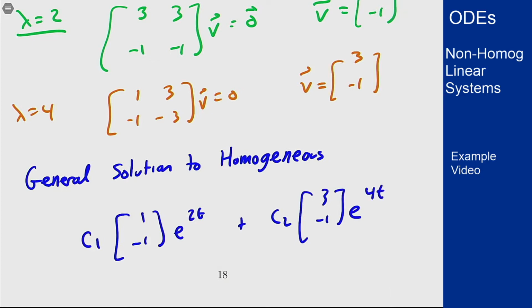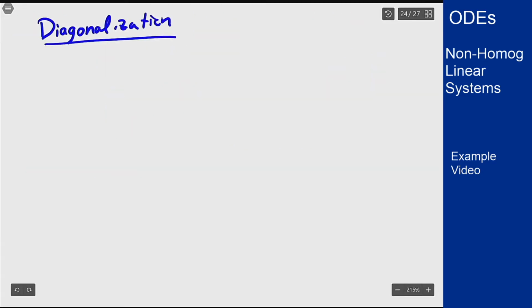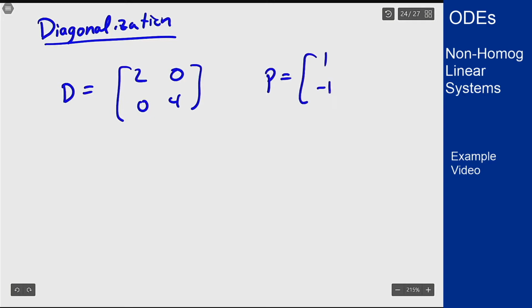I want to use all three methods to now solve the non-homogeneous equation. First, we have diagonalization. So based on our eigenvalues and eigenvectors, we know that we can take the matrix D, which is [[2, 0], [0, 4]], and P, which is [[1, 3], [-1, -1]], and use this to solve our problem by diagonalization.